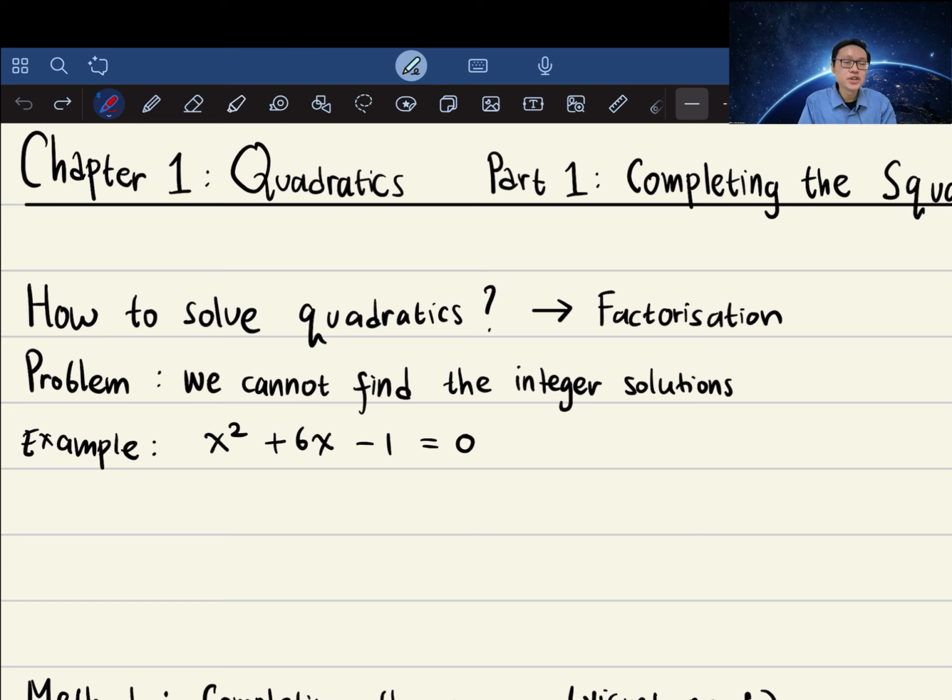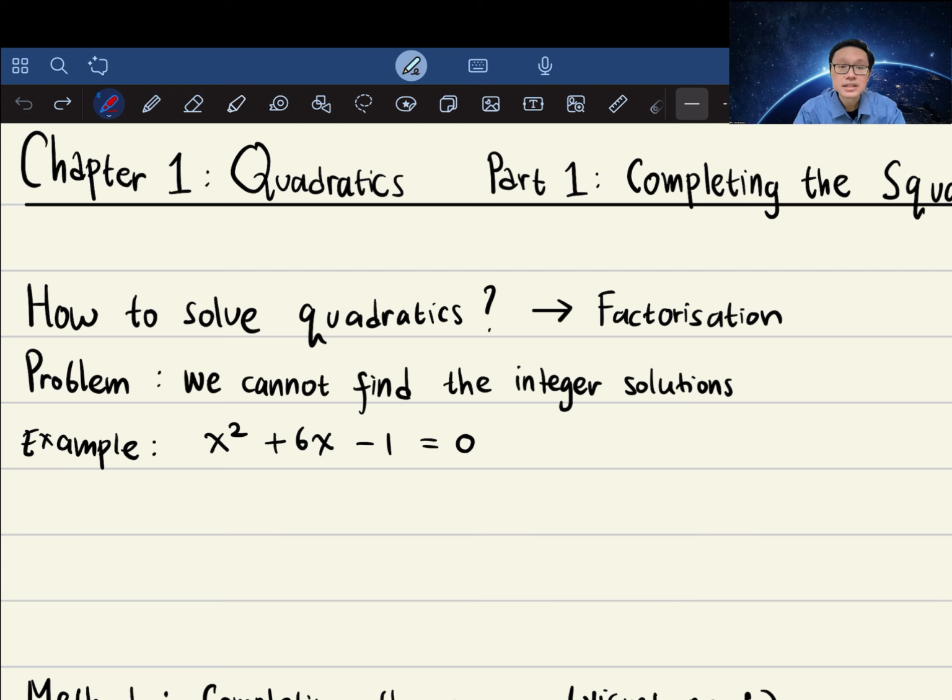In this video, we are going to learn about quadratics part 1. In this video, we are going to learn how to do completing the square. Completing the square is a method for us to solve quadratic equation or a method to find the minimum value or the maximum value of quadratic function.